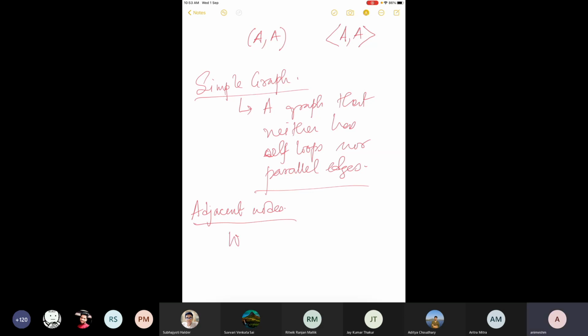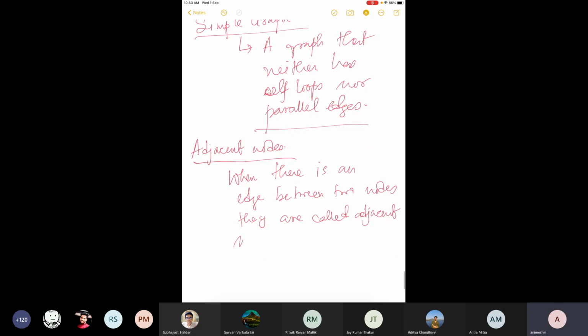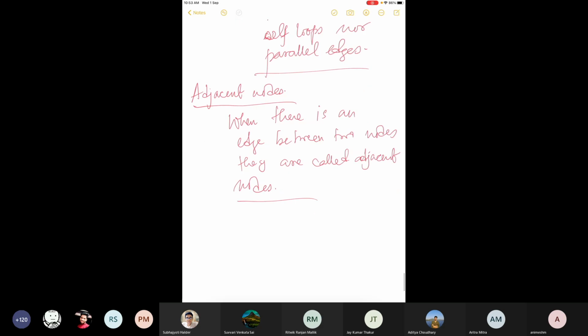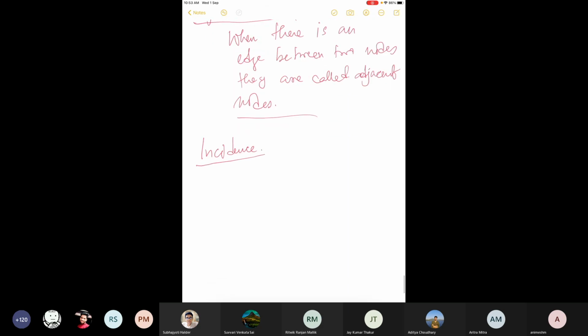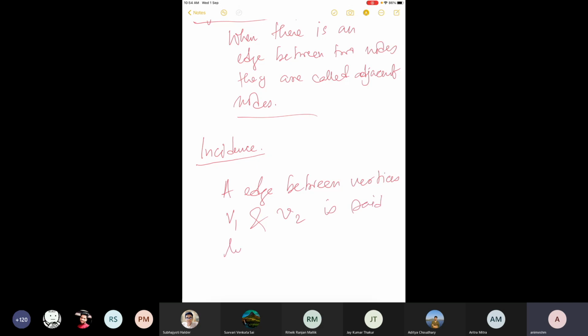Adjacent nodes: when there is an edge between two nodes, they are called adjacent nodes. Incidence: an edge between vertices V1 and V2 is said to be incident on V1 and V2.